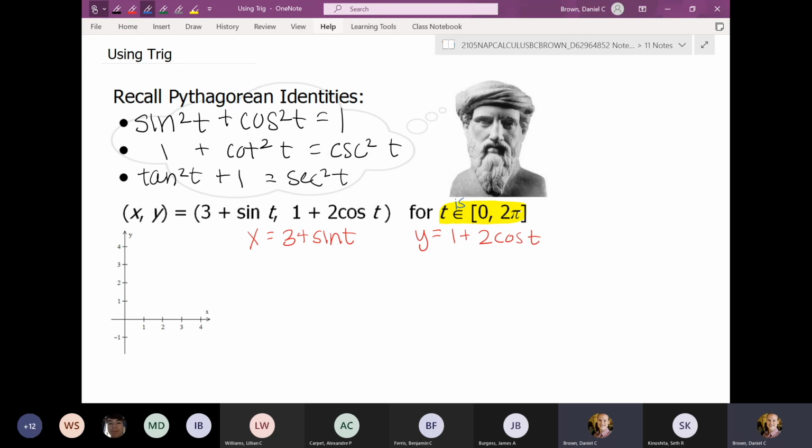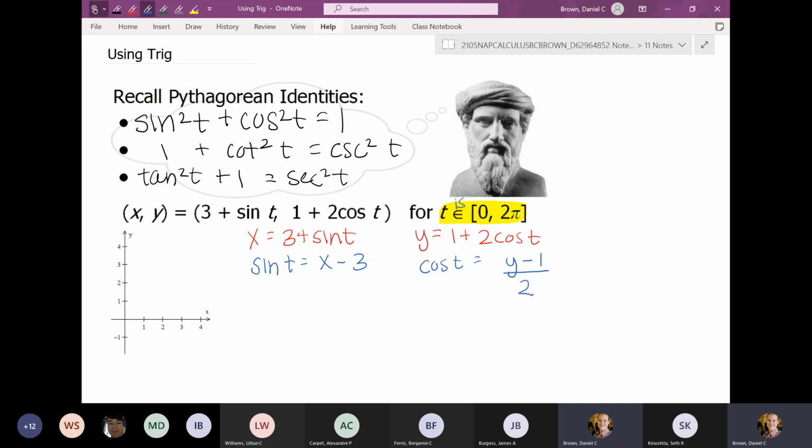So this would be a harder one to solve for t, to plug it in and solve for. But we do know relationships between sine and cosine. So if I solve for sine and cosine, I can build that relationship. So for the x's, we'll get sine of t is equal to x minus 3. And then for the y, the cosine is equal to y minus 1 divided by 2.